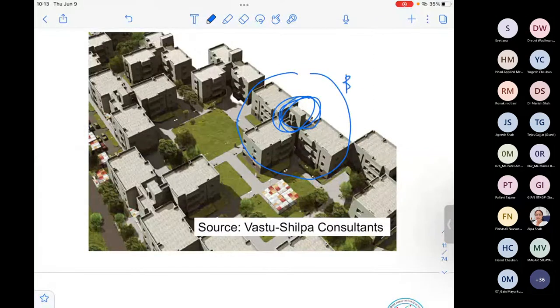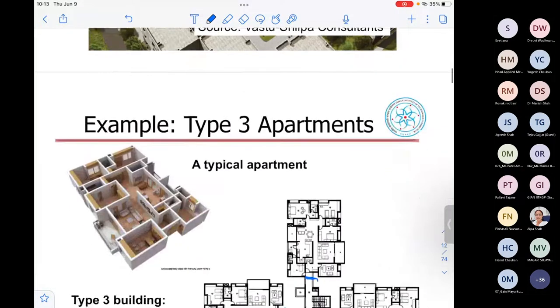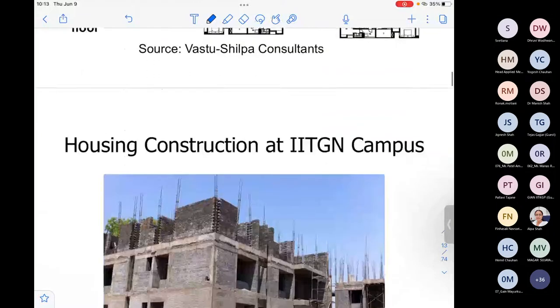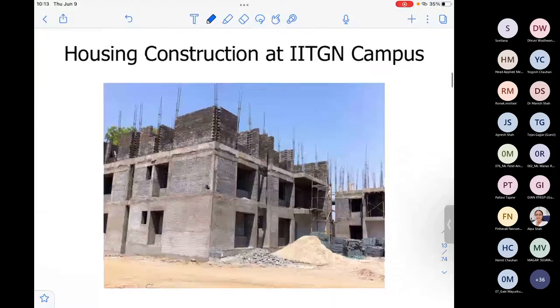So this is, let's say, block two. I used to stay in block two. When I was teaching at IIT Gandhinagar, I was staying in this housing. So this is housing construction at IIT Gandhinagar, and that was one of the big challenges.